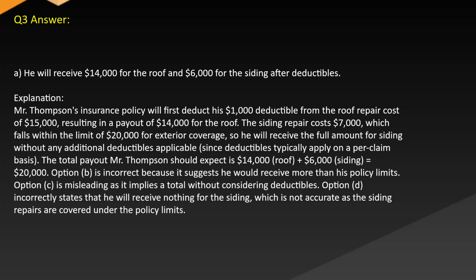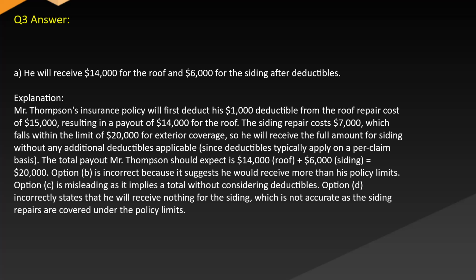a payout of $14,000 for the roof. The siding repair costs $7,000, which falls within the limit of $20,000 for exterior coverage, so he will receive the full amount for siding without any additional deductibles applicable, since deductibles typically apply on a per-claim basis. The total payout Mr. Thompson should expect is $14,000 roof plus $6,000 siding equals $20,000.